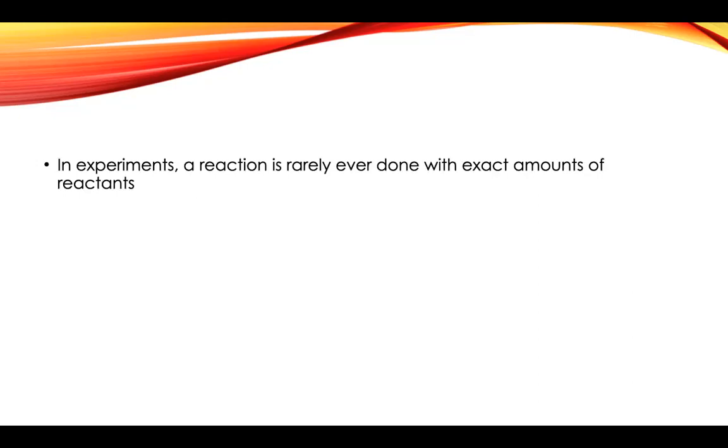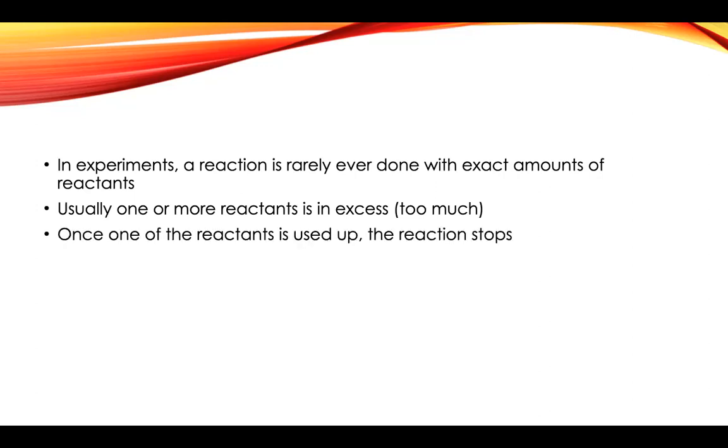because very rarely do you have a chemical reaction where both reactants are used up at exactly the same time. So we usually don't have the exact amounts. Usually in a chemical reaction, you'll have one reactant that is in excess, meaning there's too much of it, and the other reactant is going to be used up first.